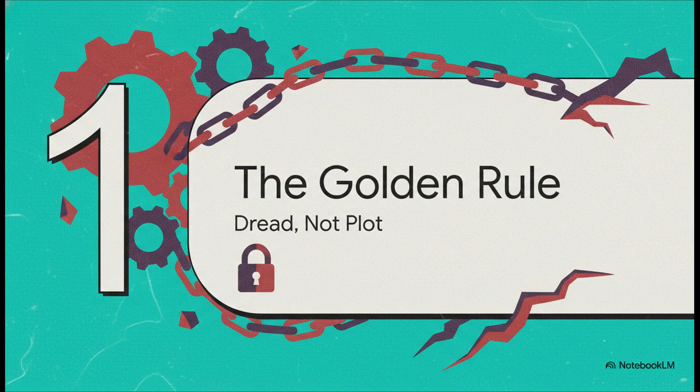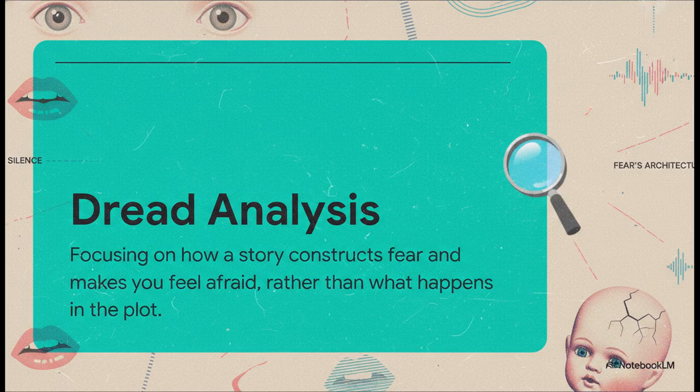Let's just lock this down one more time. Everything we're about to talk about is built on this one core idea. Getting this distinction right is truly the difference between a good post and a great one. So what does that actually mean? Well, dread analysis is all about the how and the why of fear. How does King use silence to create tension? Why is a perfectly calm child somehow more terrifying than a snarling monster? You're basically analyzing the emotional architecture of the story.